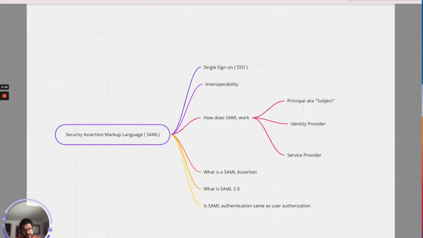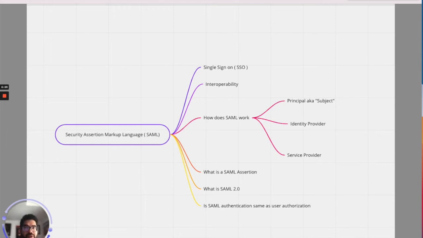So think about this, right? Let's try to understand how the typical flow will look. Here's the principle. The principal makes a request to the service provider. So I go in there and I say, hey, I need to log into www.sassy.com, for example, right? But sassy.com is the service provider.